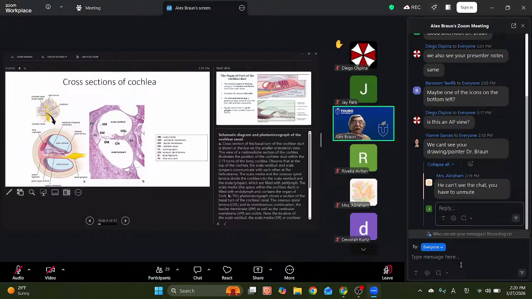become connected at the apex of the cochlea with this bottom chamber right here, which is called the scala tympani. The scala tympani carries the sound waves within the fluid and vibrates. And the spent vibrations or spent waves within the scala tympani are discharged at the round window.